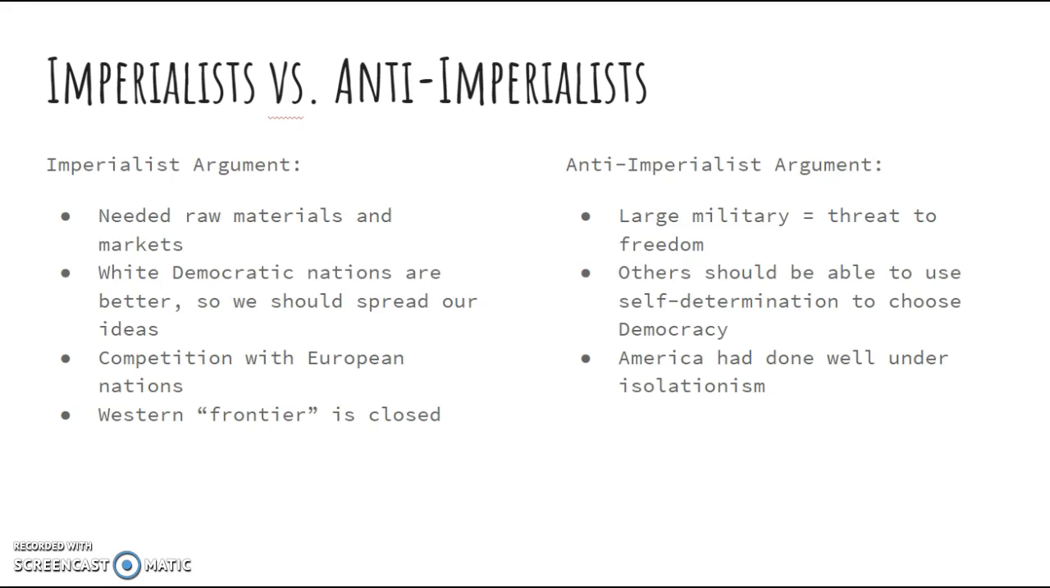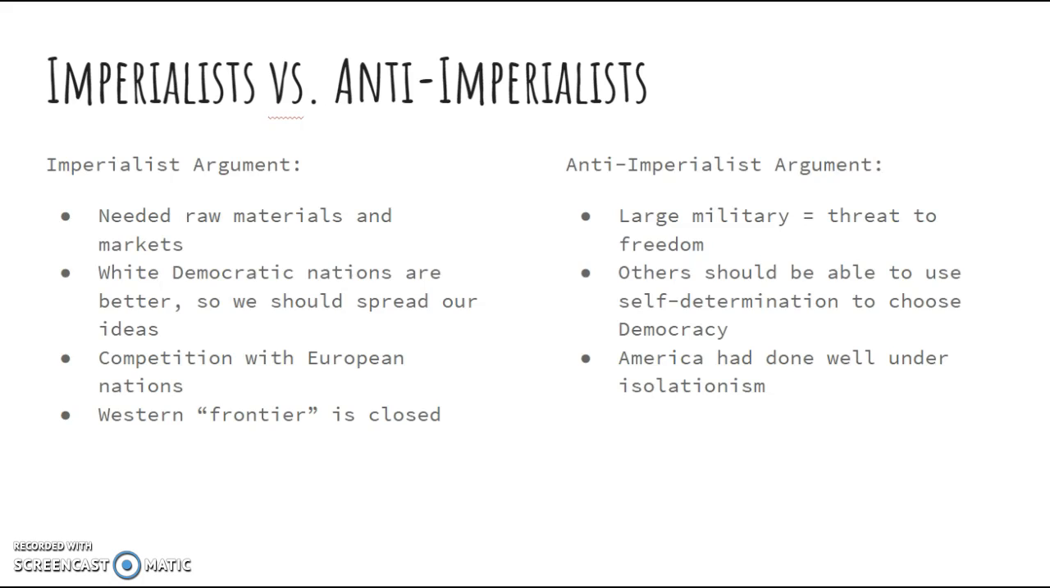Second, they pointed out the obvious fact that if we truly believed in democracy, it would seem super hypocritical for us to go around trying to control other nations. They argued that each country in the world should be free to use self-determination to choose democracy for itself. And third, anti-imperialists used the historical argument that America had done very well for itself under the policy of isolationism, which, as they pointed out, originated from the mouth of probably the most American to ever live, George Washington.